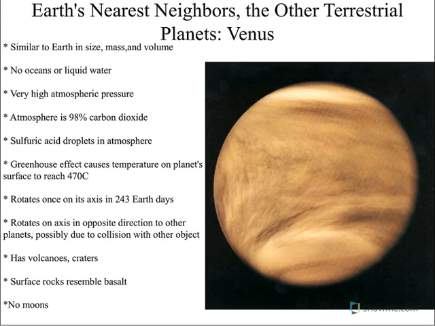Moving out, we have Venus. Venus is generally considered Earth's twin because it's the same in size, mass, and volume. However, it has no liquid water that we know of. What's interesting about Venus is when you take a look at this picture, you're not actually looking at the surface of Venus, you're looking at the atmosphere, which has an insanely high atmospheric pressure, and the atmosphere is almost 100% carbon dioxide. Because there's so much carbon dioxide in the atmosphere, that's basically what we're looking at here. It's just all that carbon dioxide.